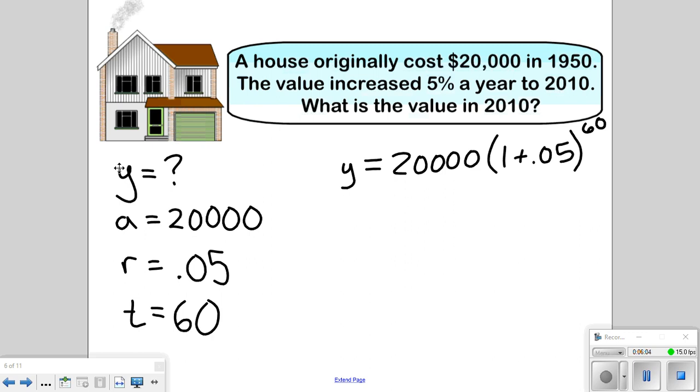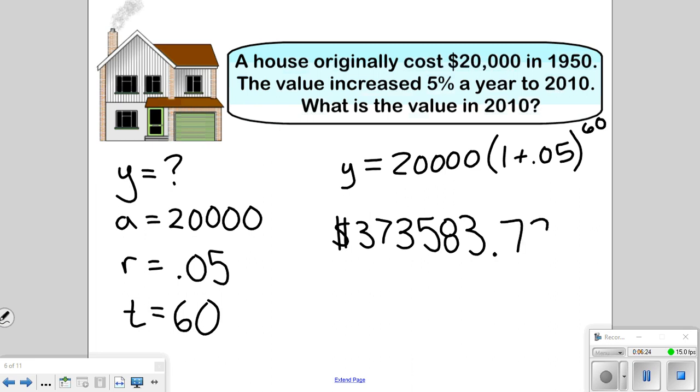When I type that in on my calculator, I see that this house is now worth $373,583.72. So this house has increased a lot since it was built in 1950.